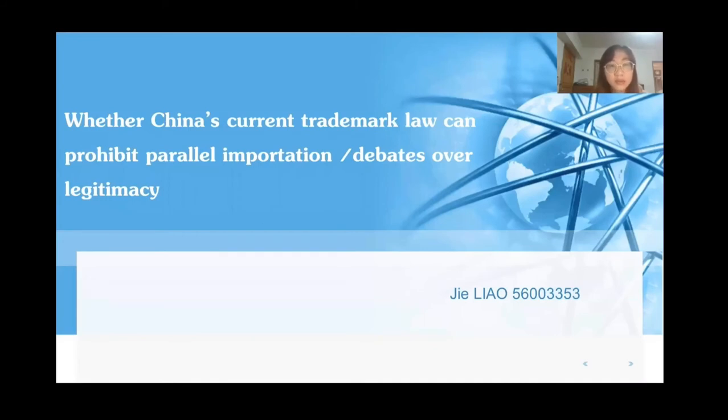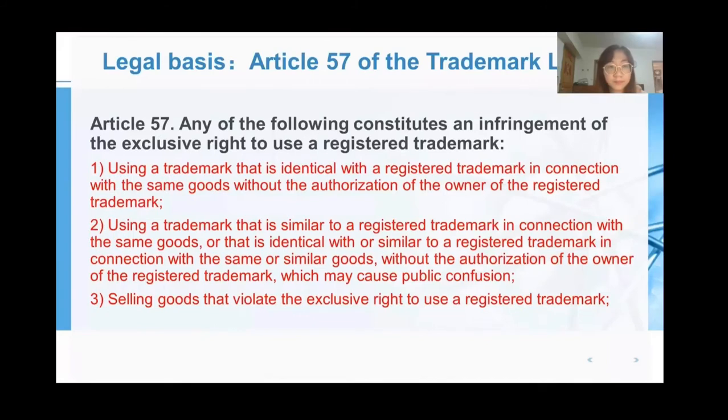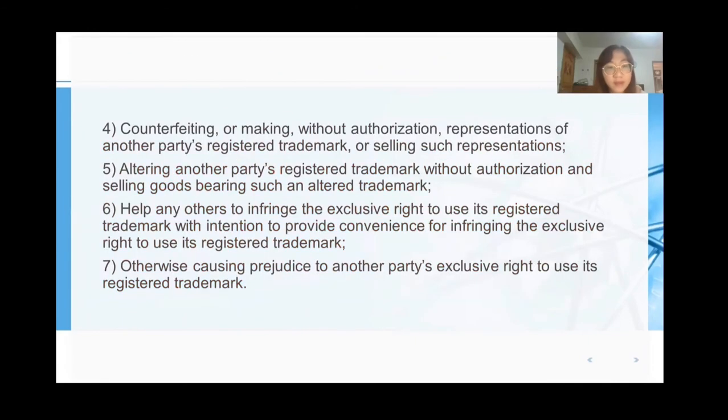And in this part, I will talk about whether China's current trademark law can prohibit parallel importation, debates over legitimacy. The following is Article 57 of the Trademark Law of China. There are 7 paragraphs. I hope you can take a look at the first 3 paragraphs of this article carefully. The most commonly used paragraphs in our judicial practice are paragraph 1, 2, and 3. There are fewer cases of judicial administration in paragraph 4 and 5, and even less in paragraph 6 and 7. So far, no trademark infringement judgment has been made by applying paragraph 7 alone.